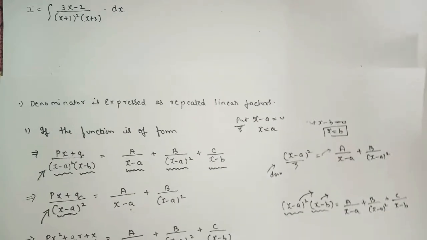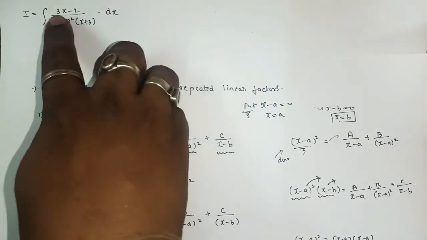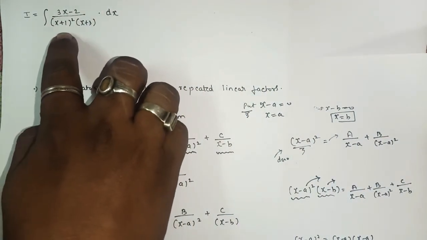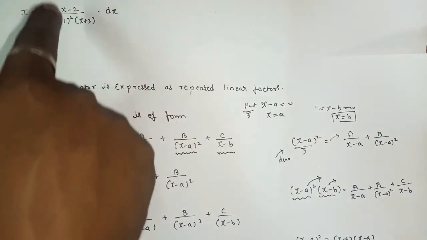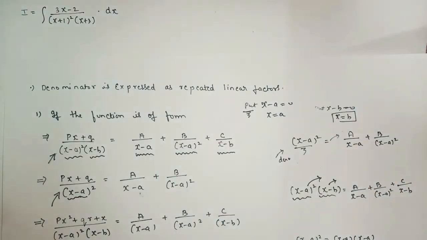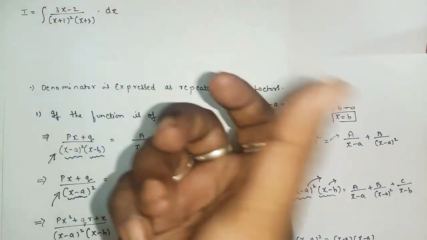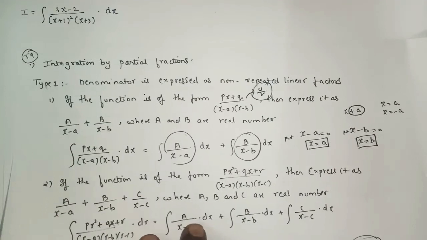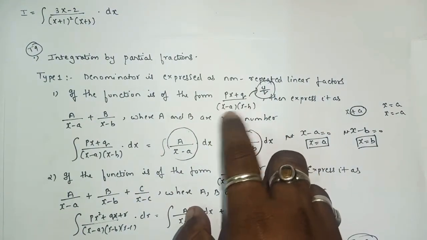So here we have one example in front of us, that is the integral of 3x minus 2 upon x plus 1 the whole square times x plus 3. Clearly we can see that, forget about the numerator, whether it is linear or quadratic, it doesn't matter. Simply we have to focus on the denominator, whether the denominator is expressed as a repeated linear factor or non-repeated. If it is non-repeated, it is your type number 1.